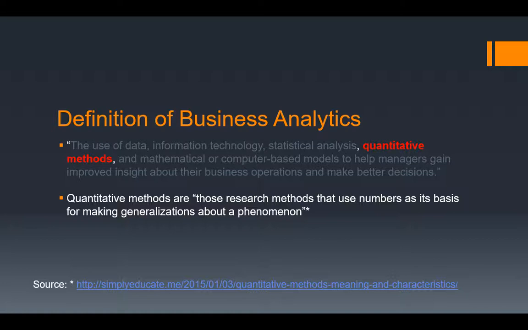Quantitative methods. Quantitative methods are those research methods that use numbers as its basis for generalizations about a phenomenon. So what does that mean? Quantitative methods, at its most basic level, are using different things that have been created, algorithms and things like that, to really gain a better, deeper understanding about your numbers.